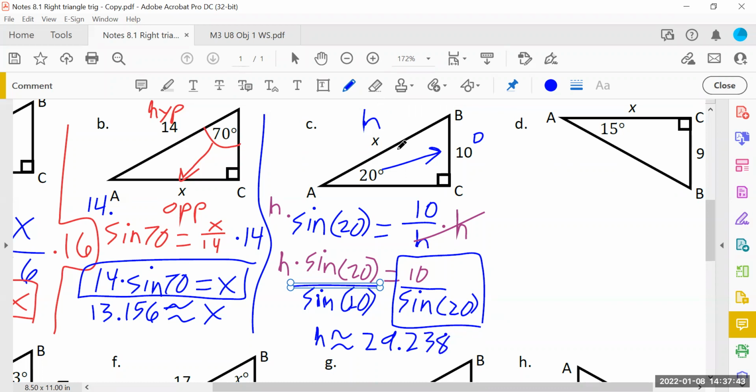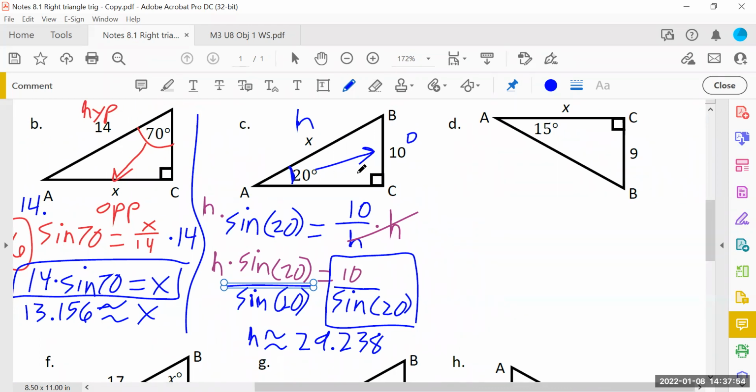It's always a good idea to make sure your answer is reasonable. This is the hypotenuse we're talking about. It should be the longest side. It's bigger than 10, but not astronomically so. And again, that 10 is across from a small angle, 20. So it makes sense that the other sides would be a good amount larger than that.